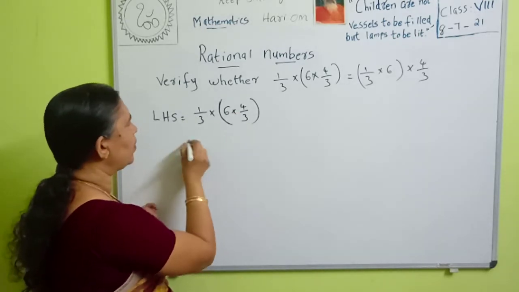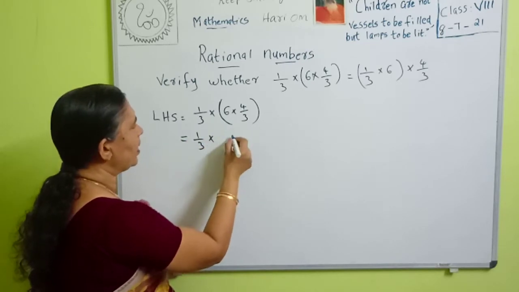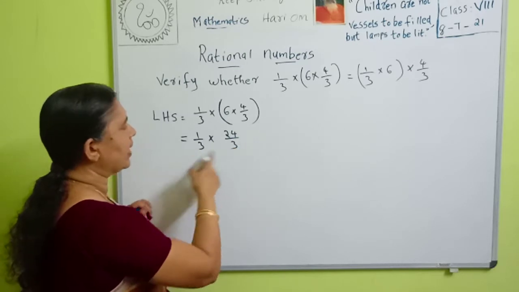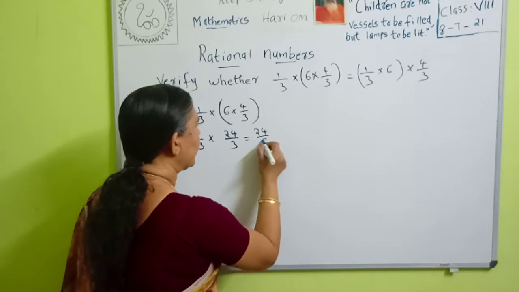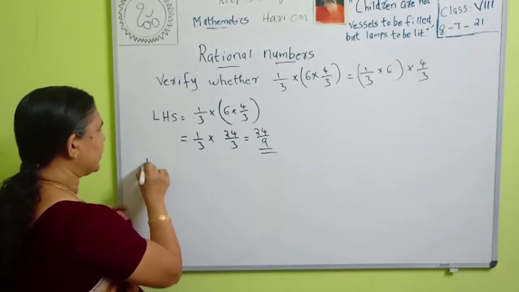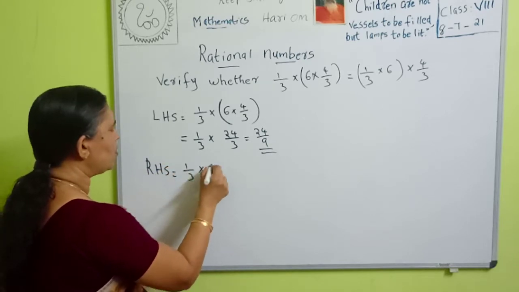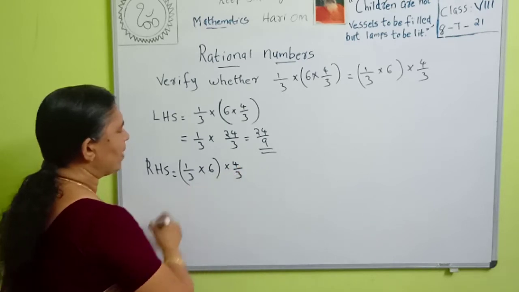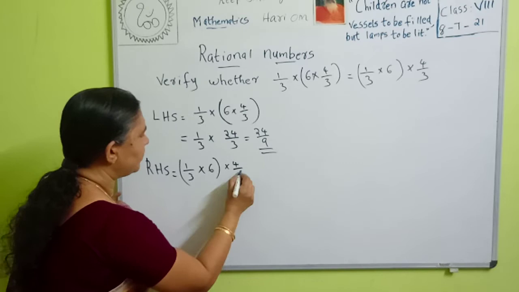So it is equal to 1/3 × 24/3, since 6 × 4/3 is 24/3. Then we can multiply. That is equal to 24/9. Then what is our RHS? RHS is equal to (1/3 × 6) × 4/3.